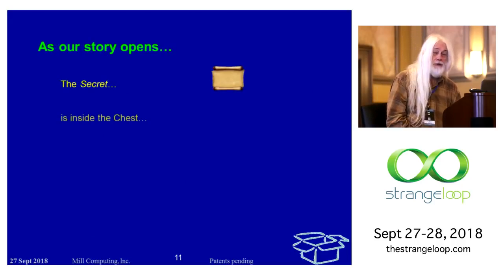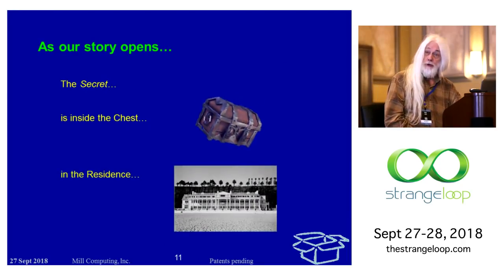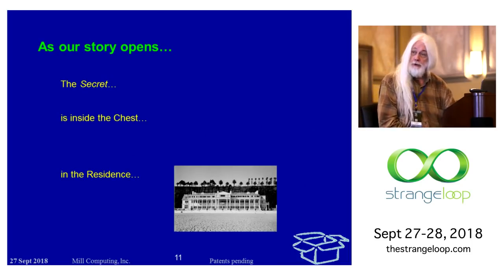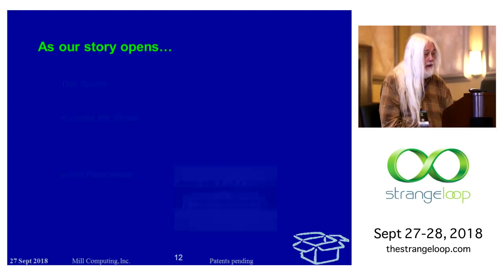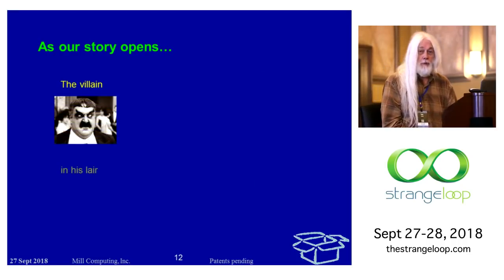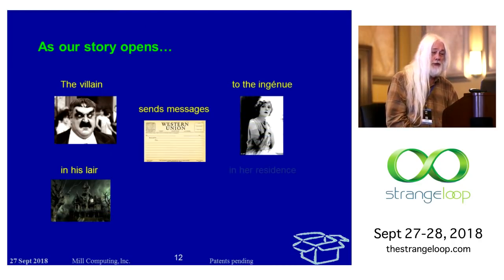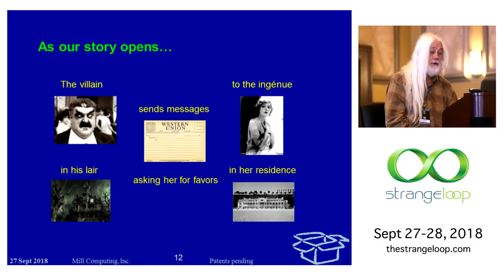Now, our story begins: the secret is located in the chest, and the chest is located in the residence. If you want to think about this in machine terms, the secret is perhaps a crypto key, and the chest is DRAM or your hard drive, and the residence is the CPU. Now, the villain is the one who wants to acquire the secret, and he's in his lair, which is some other system, and sends messages to the ingenue in her residence, asking for favors.